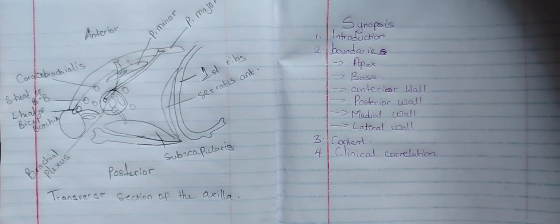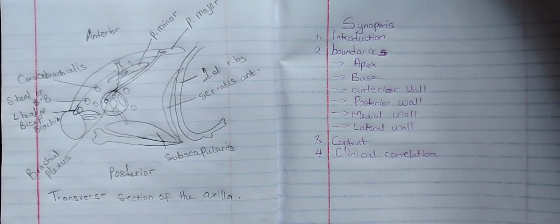Today we are going to be looking at the axilla. The axilla is a fat-filled pyramidal space located between the upper part of the arm and the lateral part of the chest. You can also see that it is located inferior to the glenohumeral joint, the part where the arm joins the thorax. So we're going to be looking at the axilla under the following synopsis.